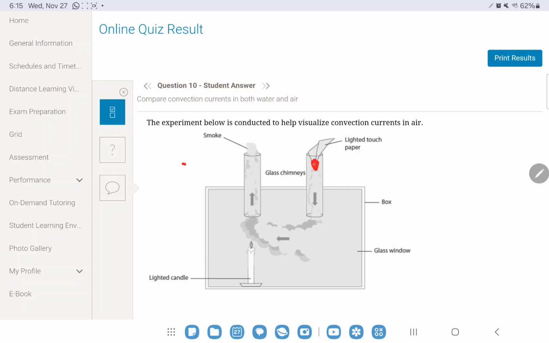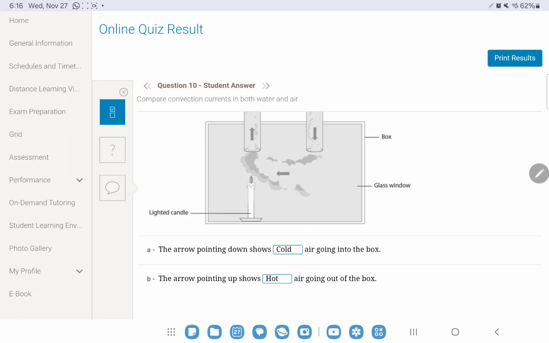So here you have a touch paper that was lighted, but now it has to cool down, so it's gonna go downward, becoming more dense. It's gonna go in a current, and then it's gonna come here in front of a candle. What is the candle gonna do? It's gonna heat it, right? So when the candle heats it, it's gonna become less dense and go up.